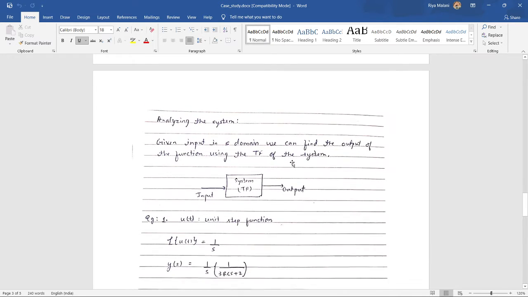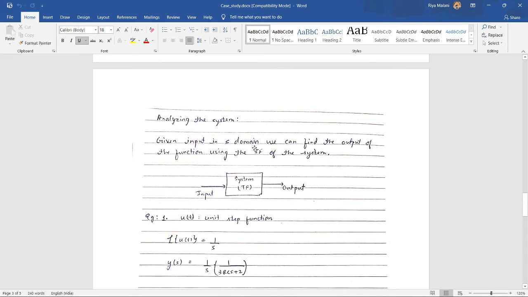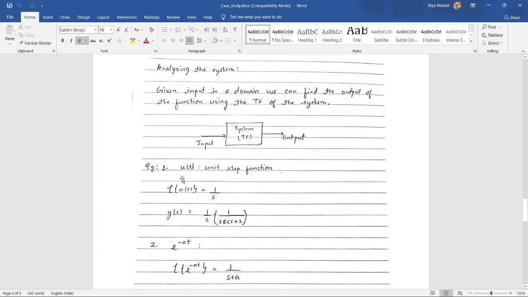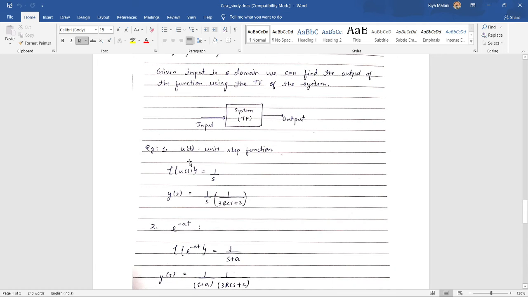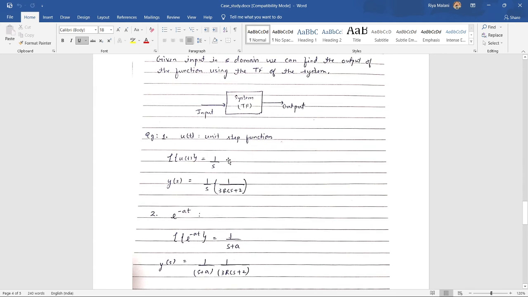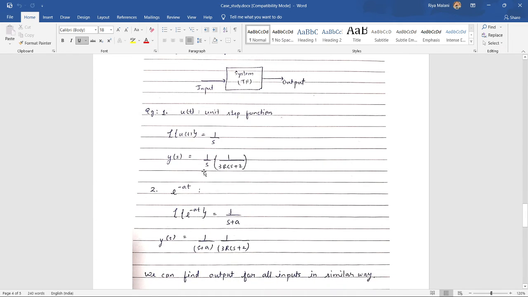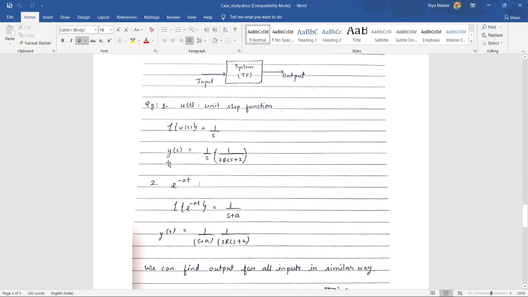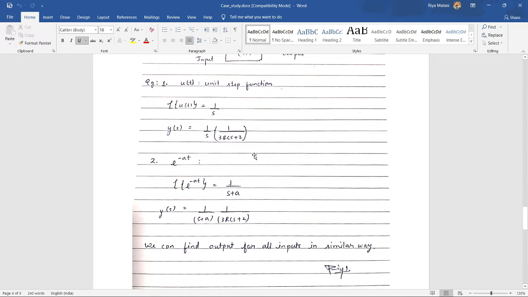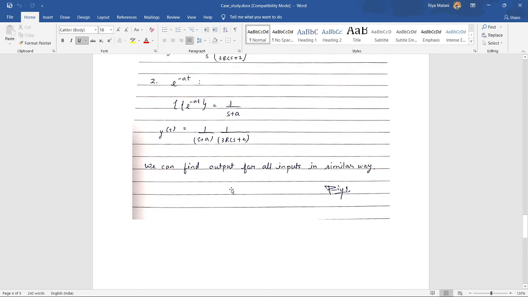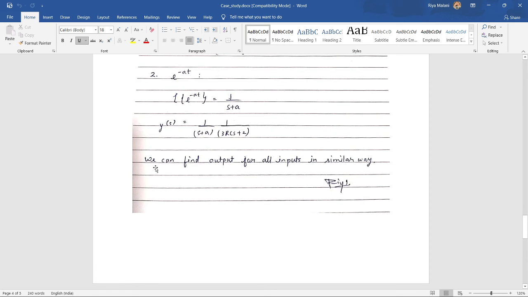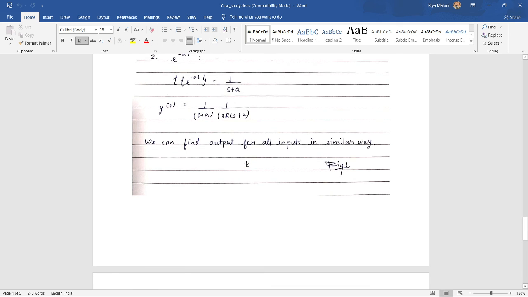Now, as I've mentioned before, given an input and a transfer function, we can find its output signal. So I have taken some random inputs, like a unit step function. I've taken its Laplace transform, which is just 1 by s. And then for finding the output signal, I've multiplied it with the transfer function. Similarly, I've taken one more input and done the same thing. So likewise, we can do this for any kind of input.